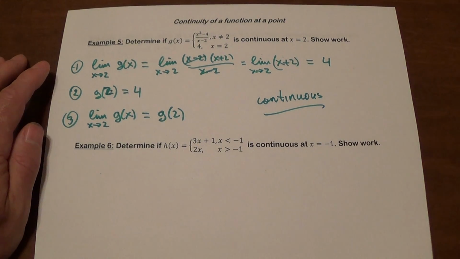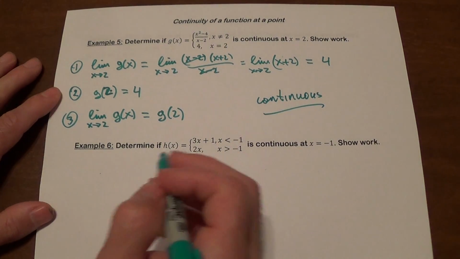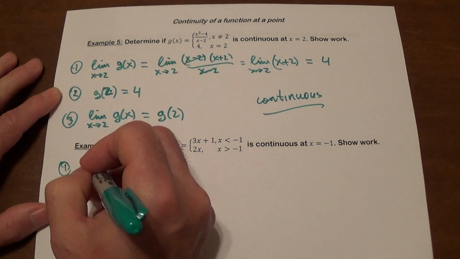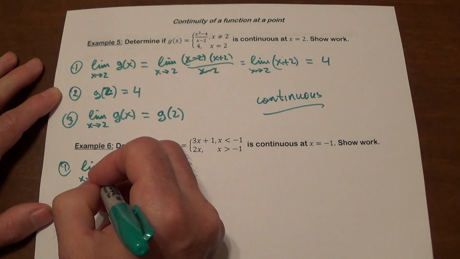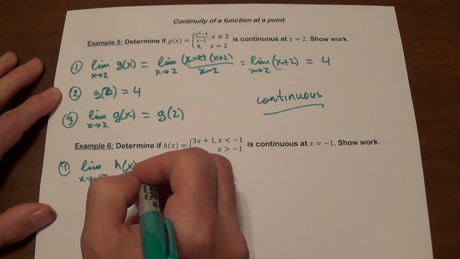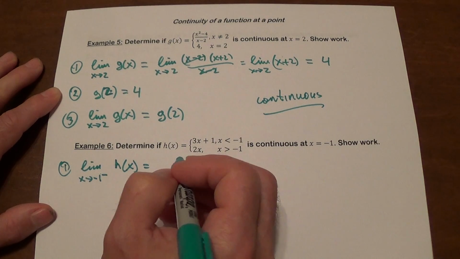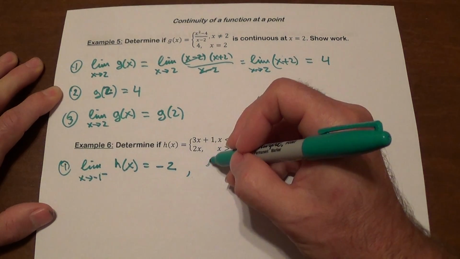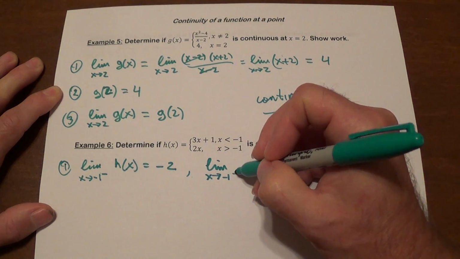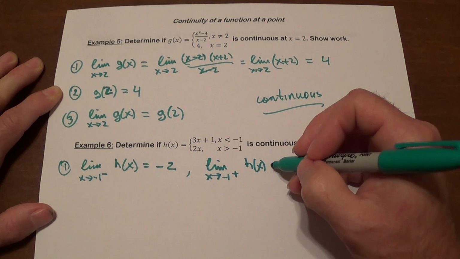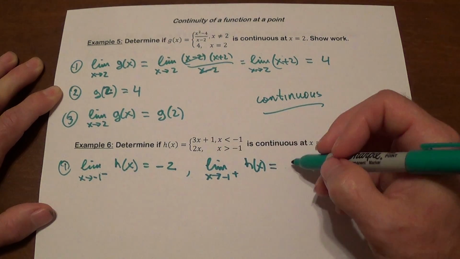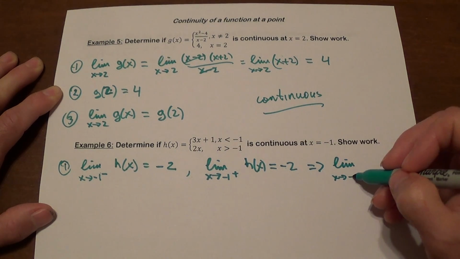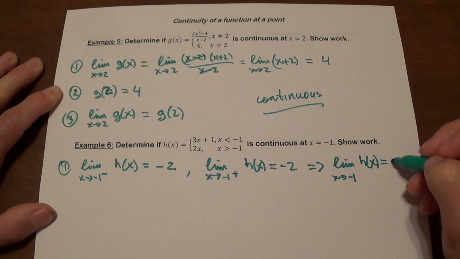Okay. For example 6, we have a piecewise function, so we need to check this. We're going to start with one-sided limits. So the limit as x approaches -1 from the left of h of x. So we use the first equation. It's going to give us -2. Right? For the right-hand limit of h of x, plug it into the second equation, that is also -2. Therefore, the limit as x approaches -1 of h of x is going to equal -2.